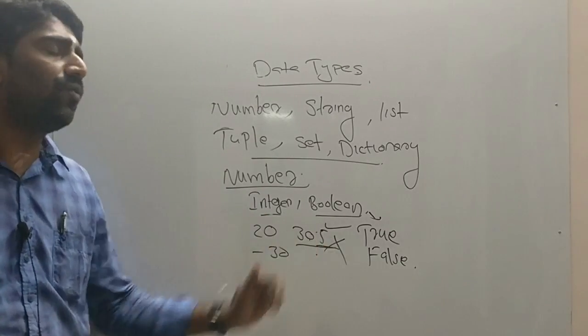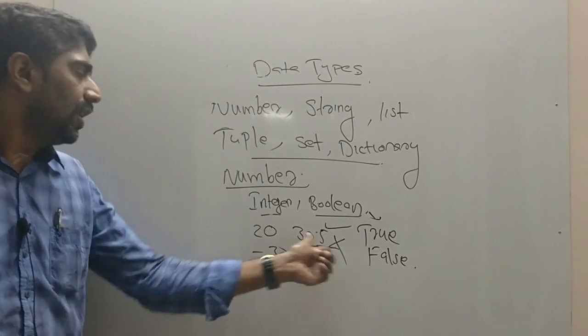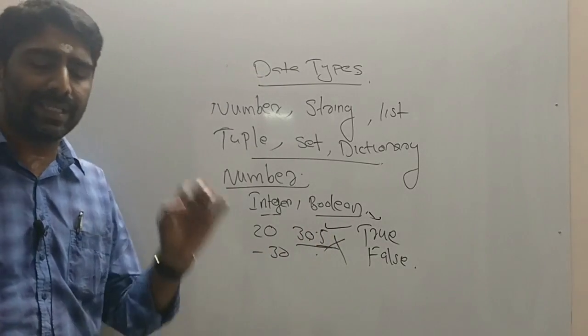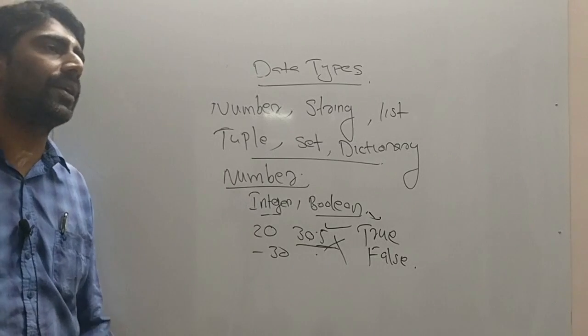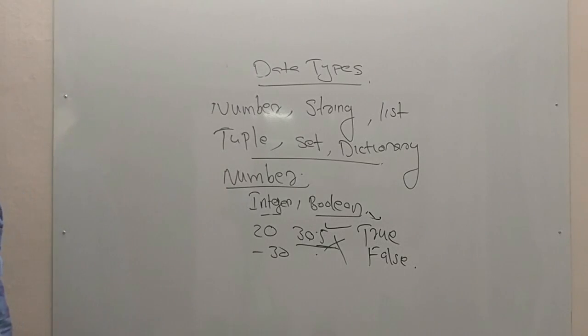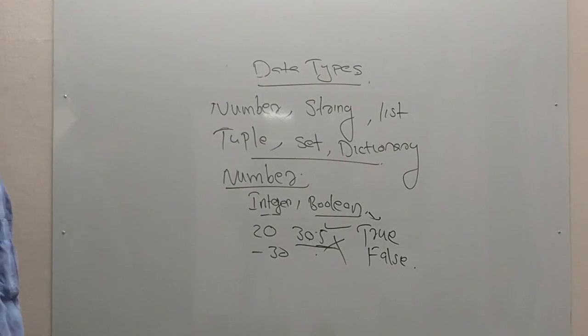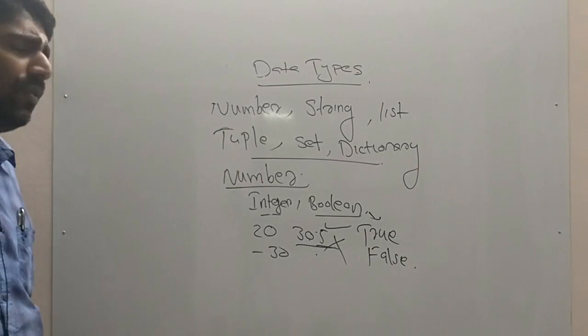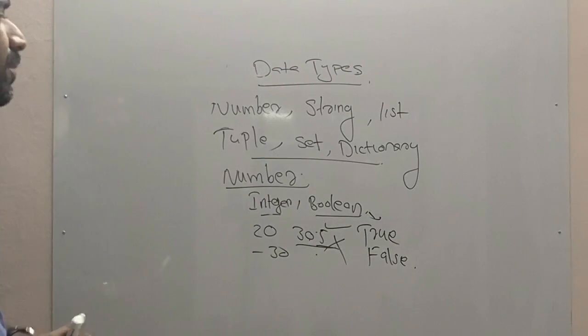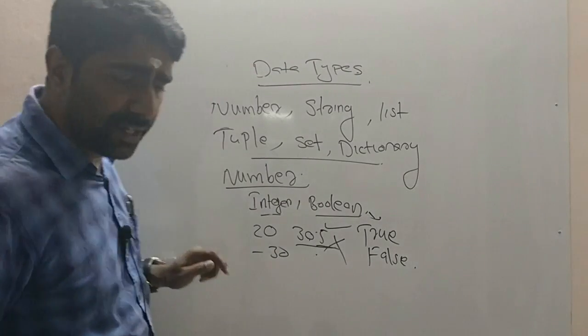But a point value, that means a decimal point value, is a fractional. If the fractional part is there, that is not treated as an integer. So that is the first one, the number data type. Then in the numeric type, one more is there, that is called the floating point value, the float data type.